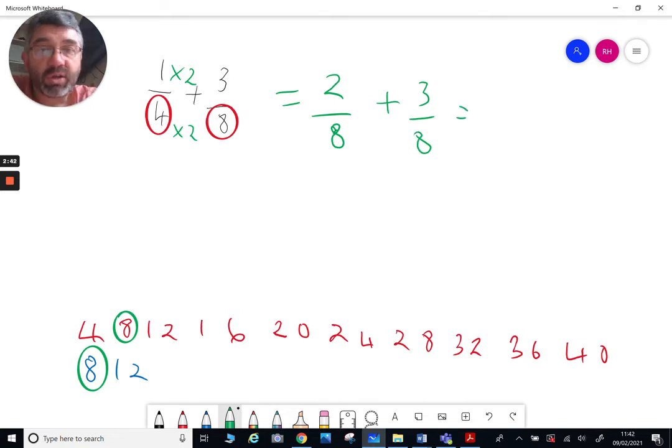Now at this point, remember, we do not add the bottom number, the denominator stays as 8, okay. But we can add the top number, the numerator. So 2 add 3 is 5, 5 eighths. So 1/4 add 3/8 is 5/8. Okay, that's not too bad, is it?